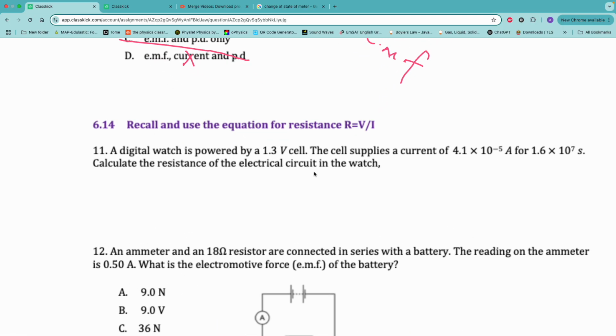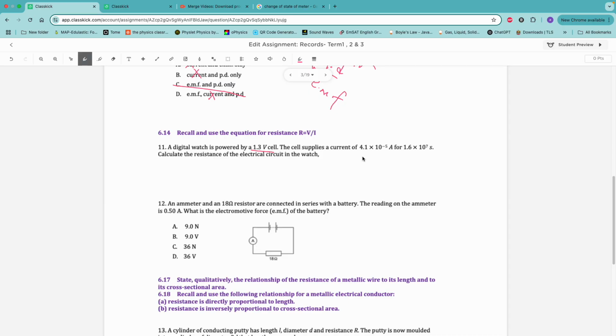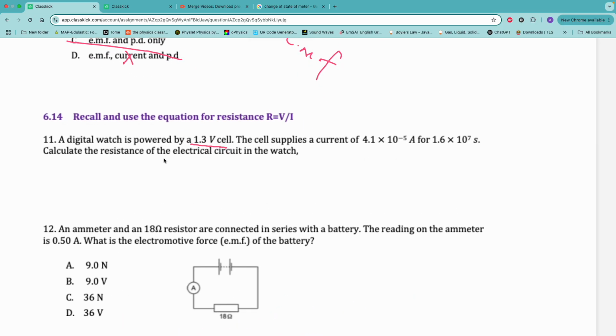The calculation part: a digital watch is powered by 1.3 V. We have just answered this question, I think. Okay, so this is straightforward. You need to calculate the resistance. Okay, this question is different. Why? We have V, we have current and time. The previous question was asking about calculating charge, but here you need to calculate the resistance.